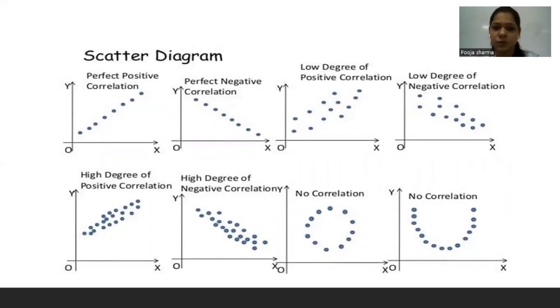As we know, the correlation is denoted by the small r and varies from -1 to +1. If the value of r is -1 or +1, it is known as a perfect negative or a perfect positive correlation. If the points are close to each other, we depict that as a high degree of correlation, and if there is deviation between these points, it is known as a low degree of correlation.